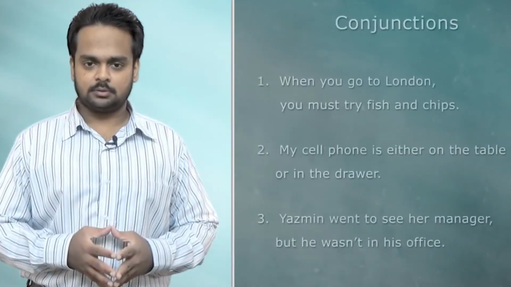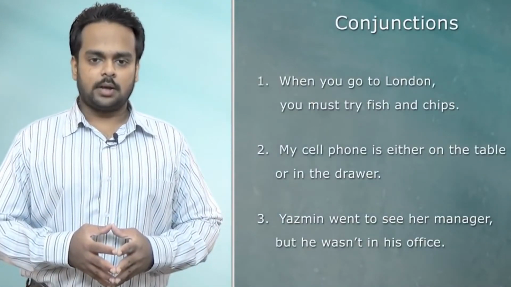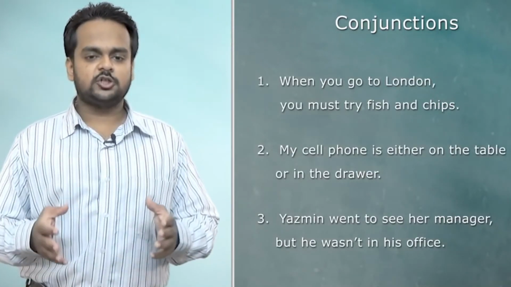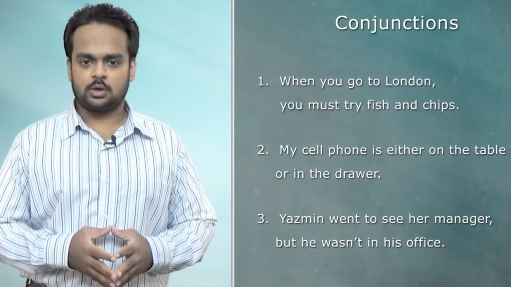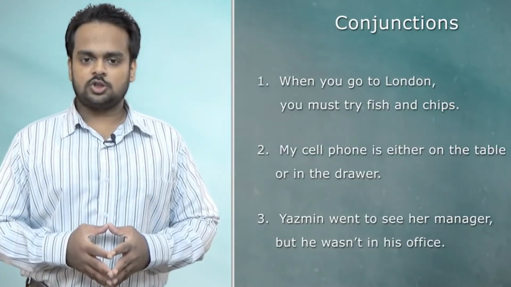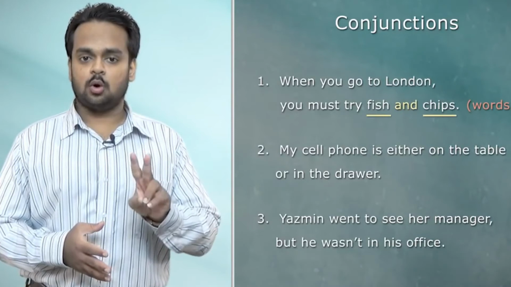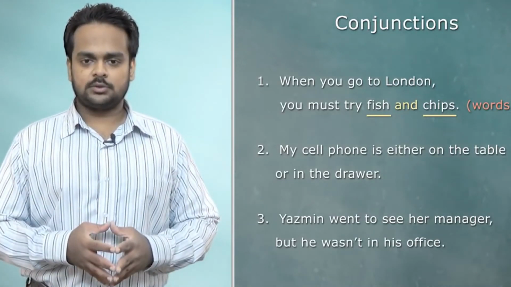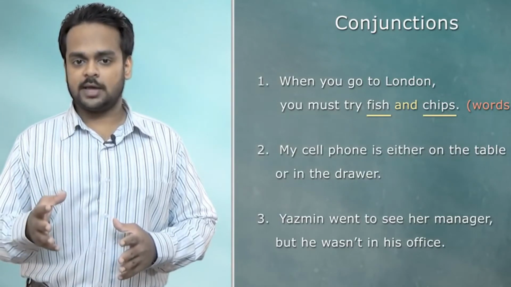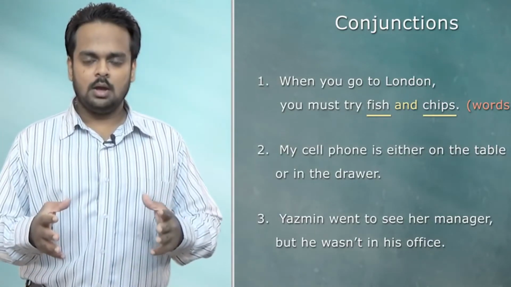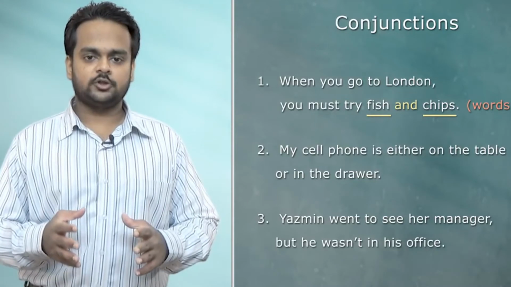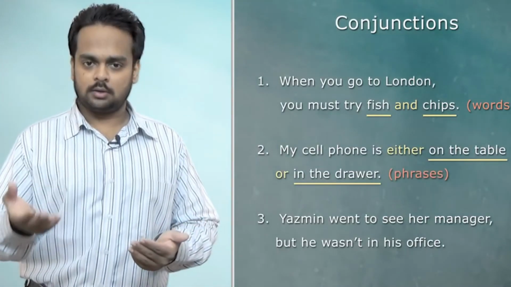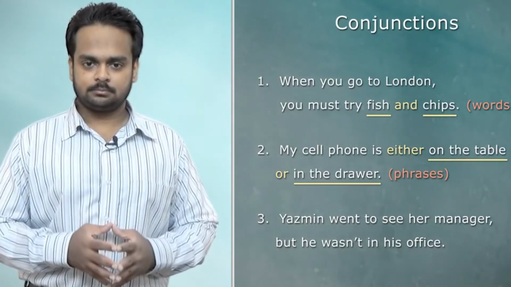Look at these examples. In number 1, when you go to London, you must try fish and chips. Fish and chips is a popular food in the UK. So here the conjunction and connects two words, fish and chips. In the next sentence, my cell phone is either on the table or in the drawer. The conjunction is the combination of either or, and it connects two phrases, on the table and in the drawer.